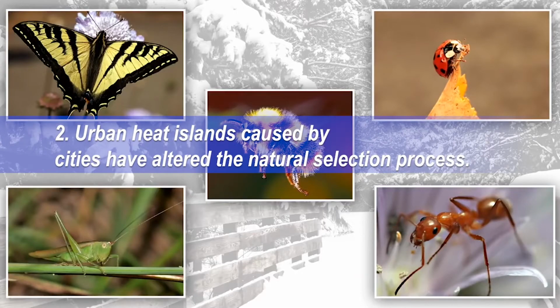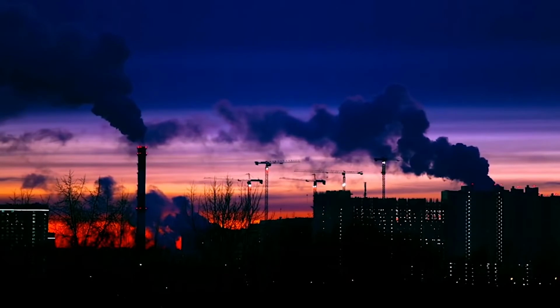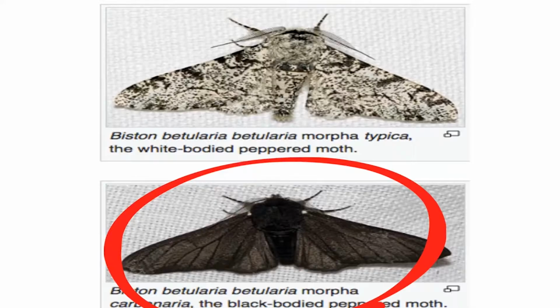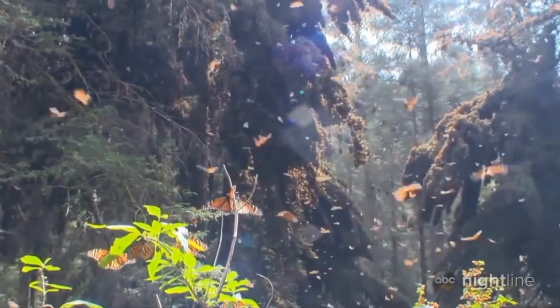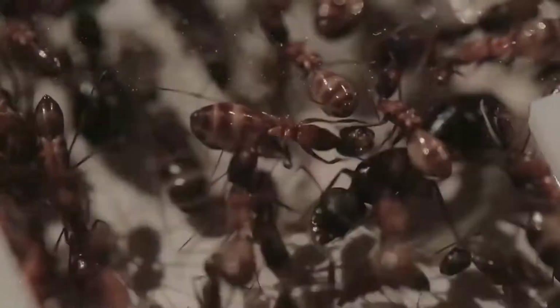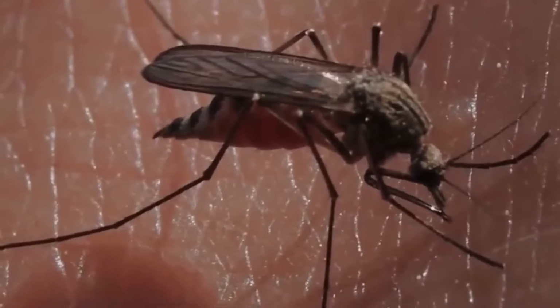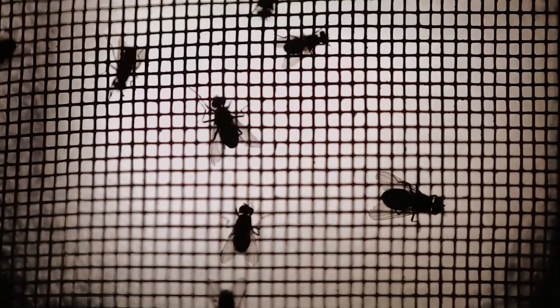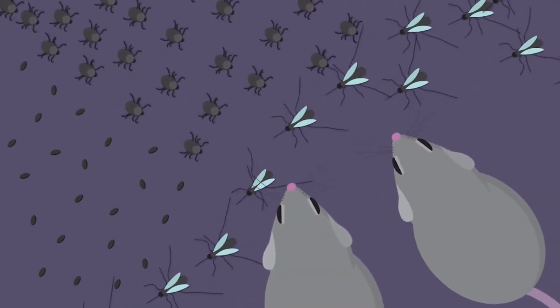Second, urban heat islands caused by cities have altered the natural selection process. Selective pressures like the temporal variation in food, predation, and water are relaxed, causing a new set of selective forces to roll out. Within urban habitats, insects are more abundant than in rural areas. Also, insects are ectotherms. This means that they depend on the temperature of the environment to control their body temperature, making the warmer climates of the city perfect for them to thrive. That's why we can identify lots of insects in city areas.